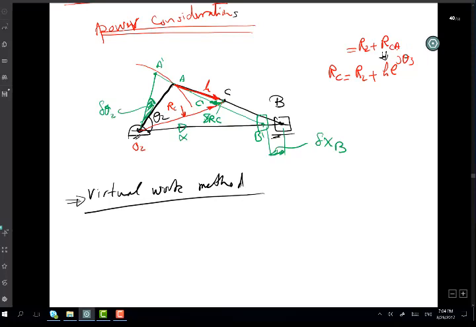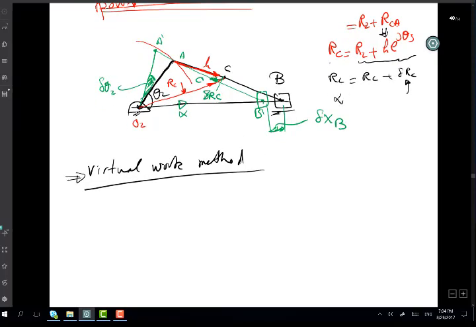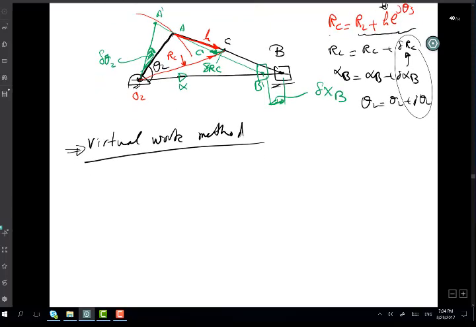There will be a small change in that, which is delta RC. So RC will be equal to RC plus delta RC when the change happens. Exactly like XB is going to be XB plus delta XB, and theta 2 is theta 2 plus delta theta 2. Those are small changes in the position of different things.